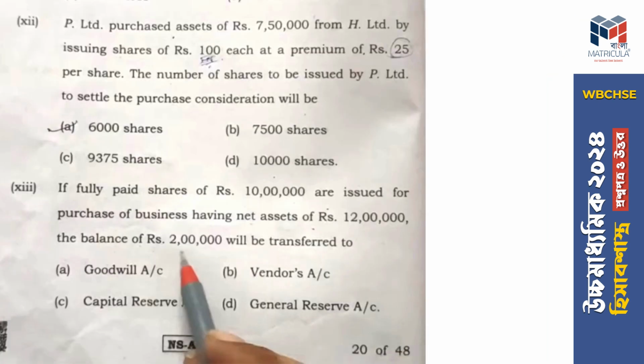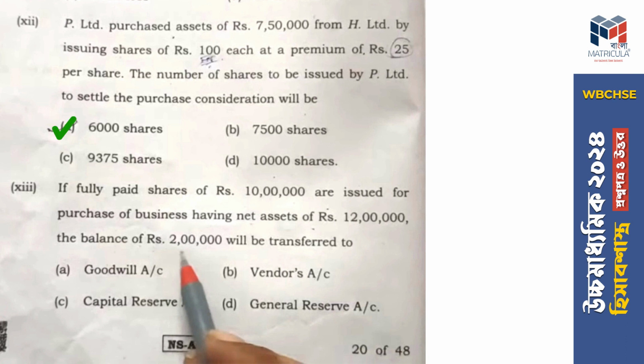Number 12. Private Limited purchased asset of rupees 7,50,000 from H Limited by issuing shares of rupees 100 each at a premium of rupees 25 per share. The number of shares to be issued by Private Limited to settle the purchase consideration will be option A, 6,000 shares, option B, 7,500 shares, option C, 9,375 shares, option D, 10,000 shares.